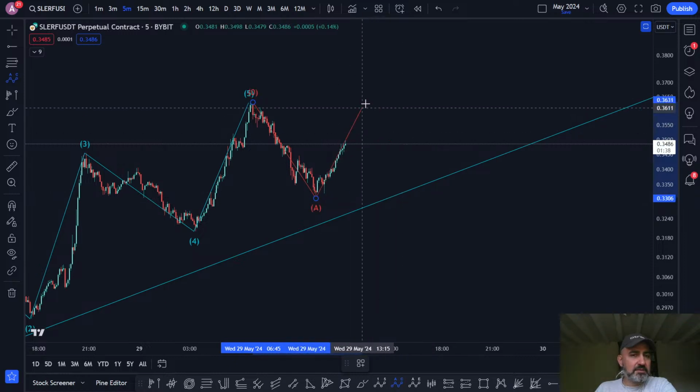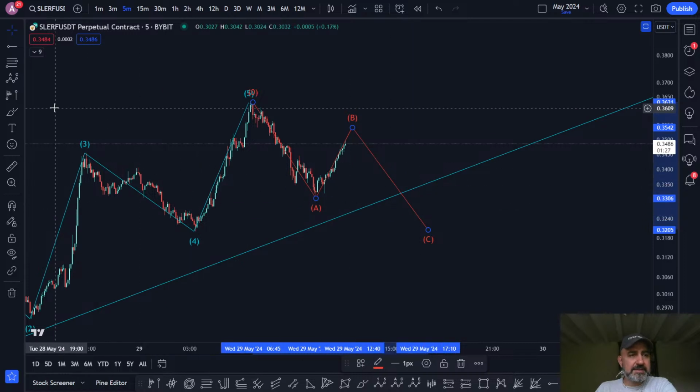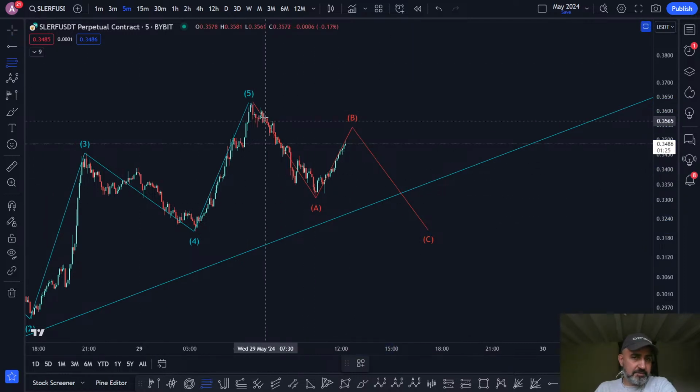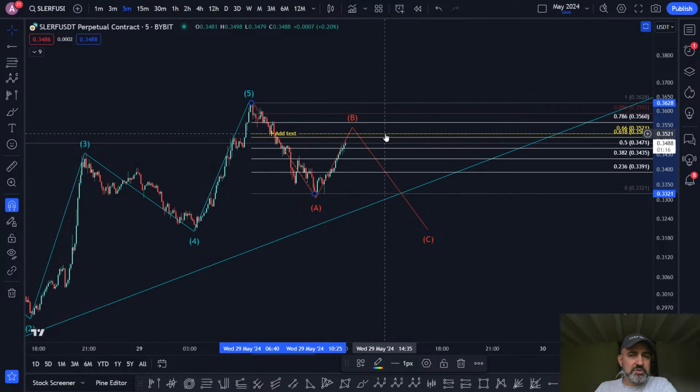So there's your A for a B. Let's see how far the B gets. Is it going to be a zigzag? Are we going to come to the golden pocket and then come down here? Start like that. This is quite deep. So potentially a zigzag, and potentially just to the golden pocket.